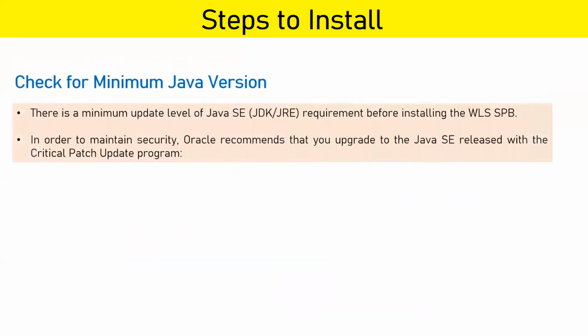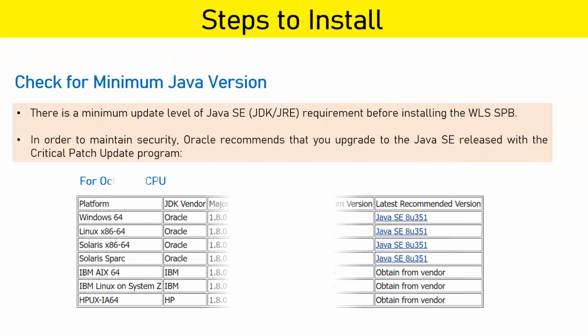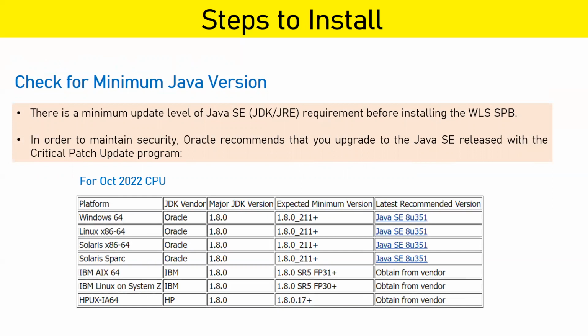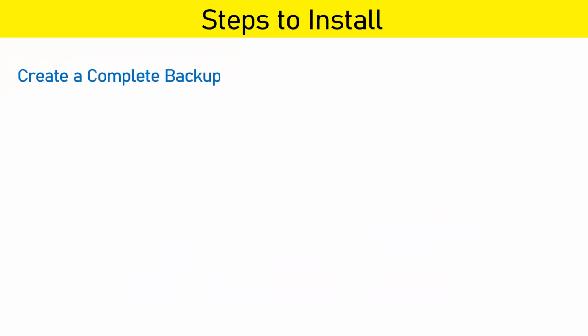Now, as I said, you have to check for the minimum JDK or Java version as well. For October, you will get this information in the README file. Here it shows the minimum expected version of Java required for applying this particular SPB patch according to the OS that you are using. Because I am on Windows, similarly you will have different entries for other platforms. For Windows the expected minimum version is 1.8.0_211 plus, which means any version that is 211 or higher. The latest recommended version is Java SE 8u351. This is the latest one as of today. So you have to be on this minimum version.